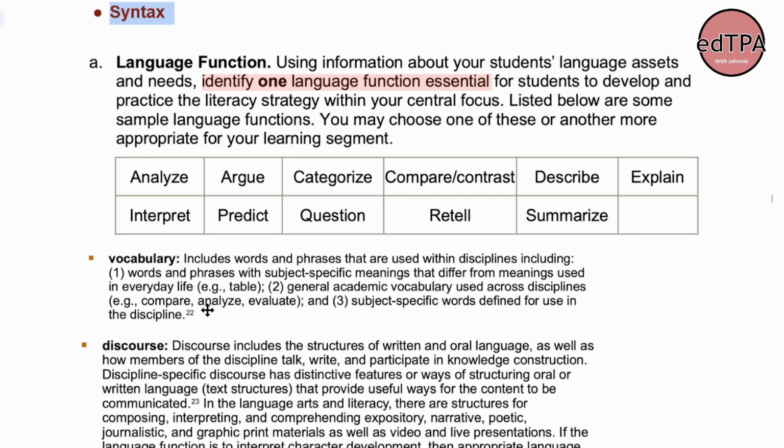For vocabulary, this includes words and phrases that are used within disciplines, including 1. Words and phrases with subject-specific meanings that differ from meanings used in everyday life, like table. Table means something in the house, and table in math means something different. 2. General academic vocabulary used across disciplines. So thinking about literature or thinking about math, you can have compare, analyze, evaluate. And 3. Subject-specific words defined for use in the discipline, like trigonometry.